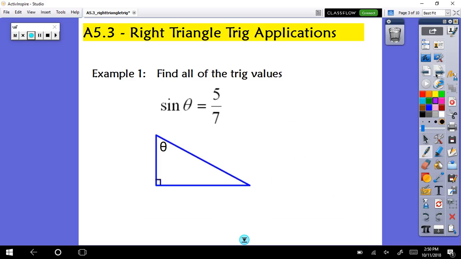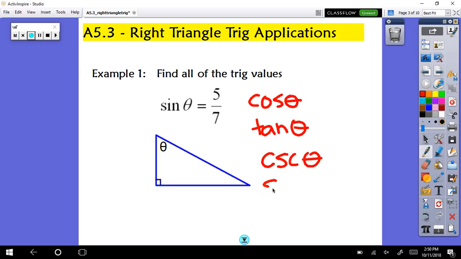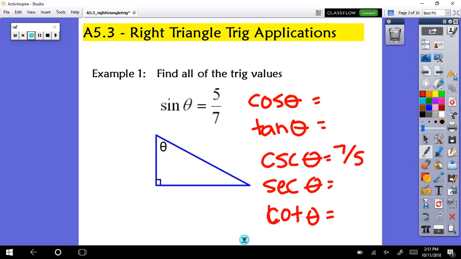It says, find all of the trig values for sine theta equals 5 over 7. So we are going to find cosine theta, tangent theta, cosecant theta, secant theta, and cotangent theta. Okay, we already know what cosecant theta is because it's the flip of sine. So cosecant is going to be 7 over 5.